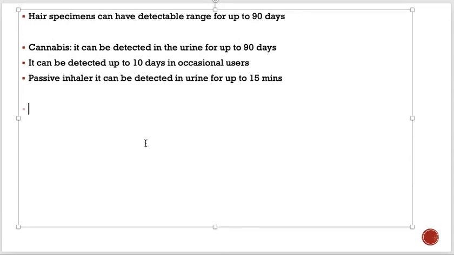Of course, I cannot talk about all the things, but if I talk about cannabis: in the hairs 90 days, in the urine for heavy abusers 90 days maybe, and in the blood it will be present for 2 to 3 days. Okay, and then of course it will be gone. It is the metabolites which can be detected in the blood, and if you haven't taken it for the last 1 month, you are completely safe.